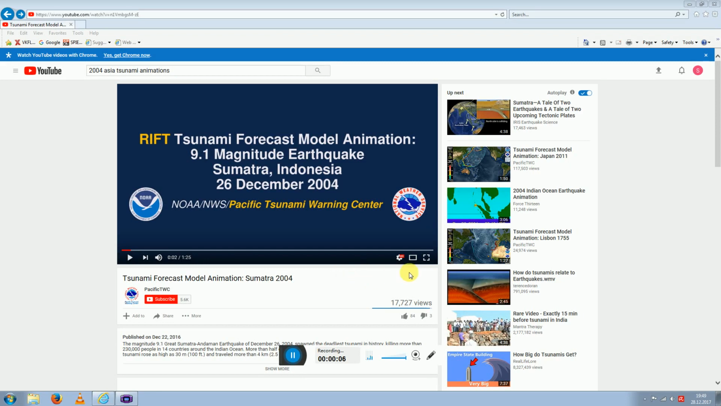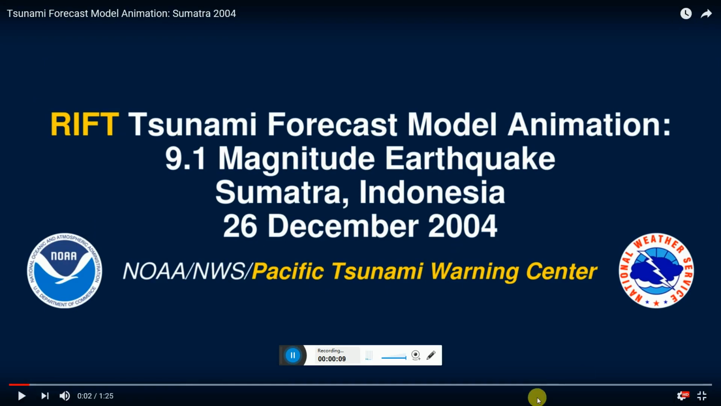Today we're gonna talk about the Asian tsunami, which happened back in 2004. Now I'm gonna go through two animation videos. The one is up on the screen right now. As you can see, it's from the Pacific Tsunami Warning Center and NOAA, as you can see as well.